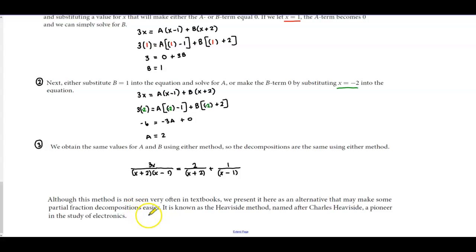Now, although this method is not seen very often in textbooks, we present it here as an alternative that may make some partial fraction decompositions easier. It is known as the Heaviside Method, named after Charles Heaviside, a pioneer in the study of electronics.